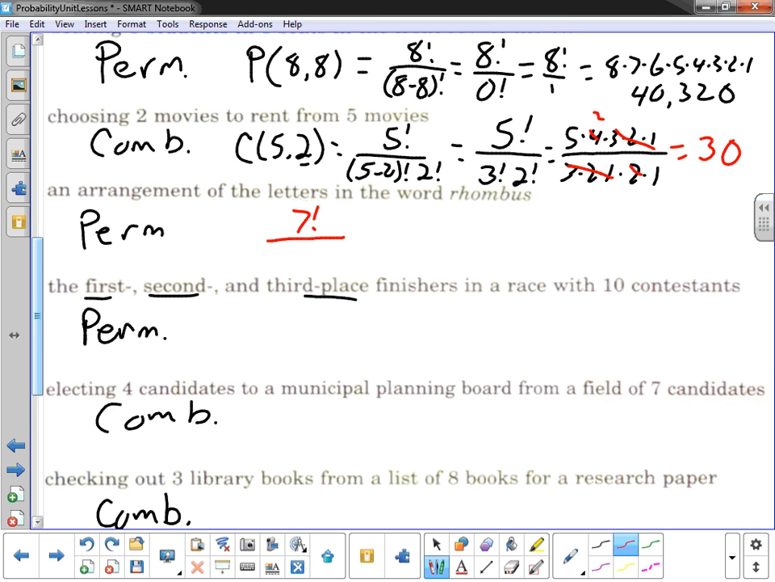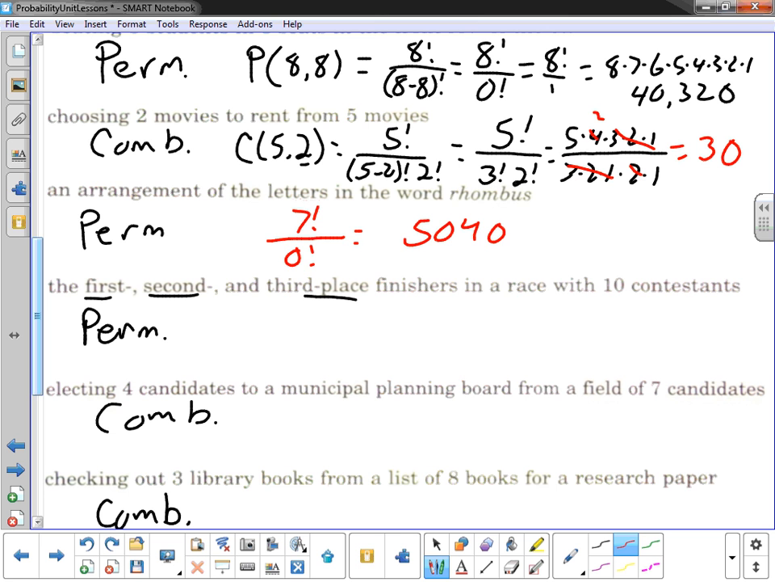Now, are there any repeats? I got an R, an H, an O, an M, a B, a U, an S. No repeats. So over 0 factorial. So 7 factorial is my answer. And that's going to be a little less than what the 40,000 was. So it's 5,040 ways.